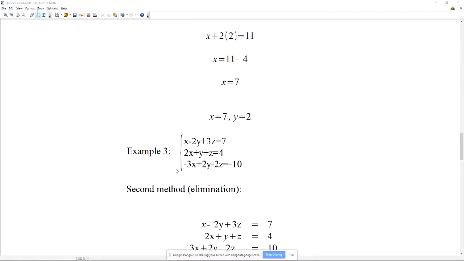But yes, you're right. Even though we're doing the elimination method, there is still some substitution at the very end: back substitution. Right. So these things all join together.